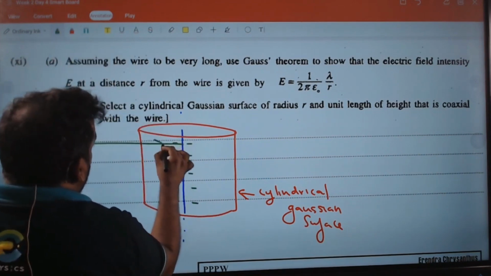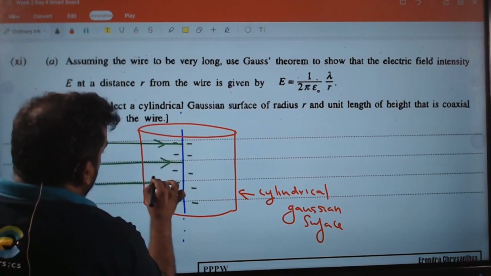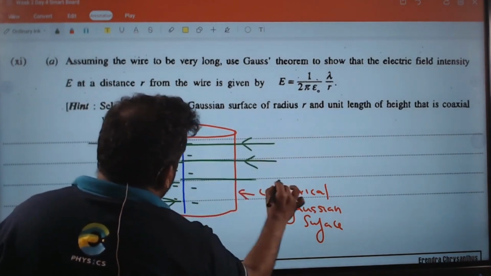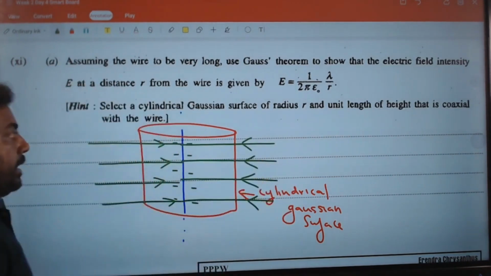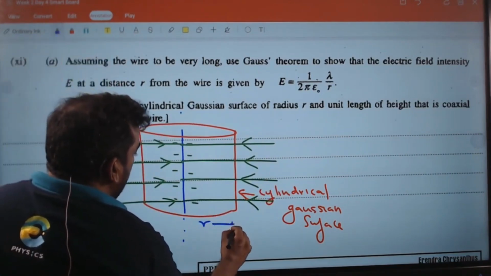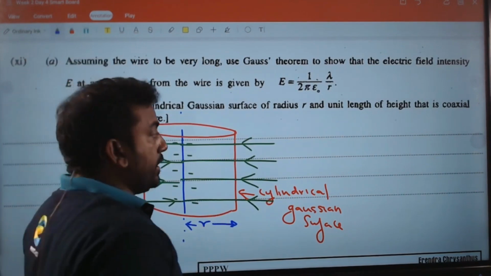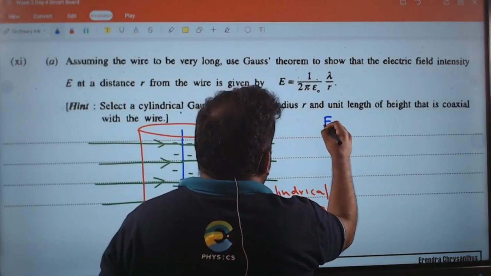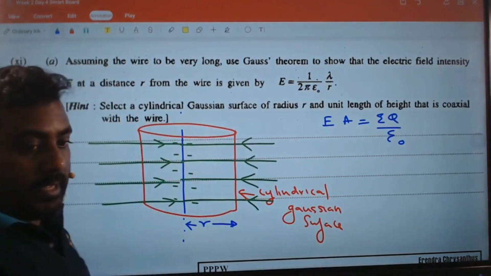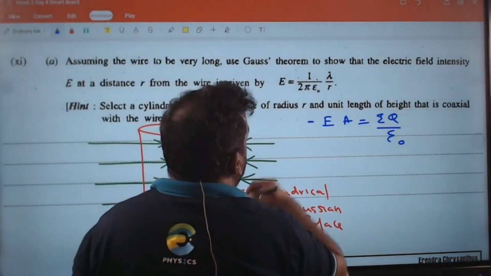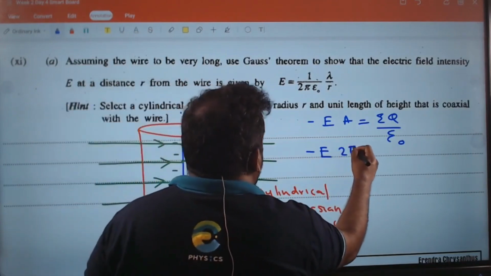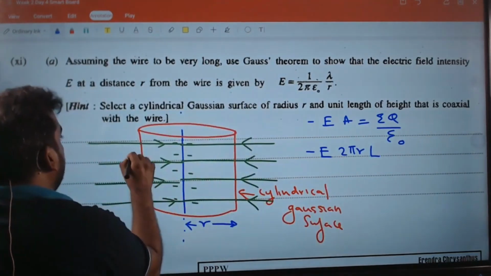Field lines are coming in perpendicular to the surface, at a distance r. Look at the board carefully. Applying Gauss theorem, E times A equals sum of charges over epsilon naught. Field lines are coming into the Gaussian surface, so minus E times Gaussian surface area, 2 pi r L. We will take this length as L.